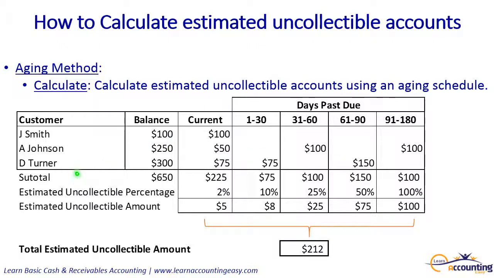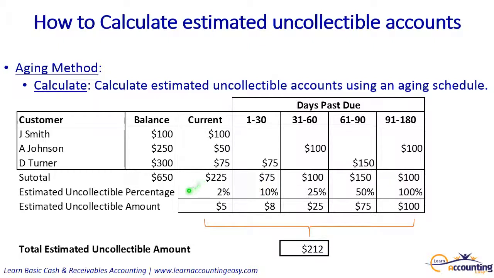We have a subtotal row here, which just adds up the numbers above it. So the total balance that all customers owe us is $650, but only $225 of that is current. 75 is past due 1 to 30 days. 100 is past due 31 to 60 days. 150 is past due 61 to 90 days. And then 100 is past due 91 to 180 days.